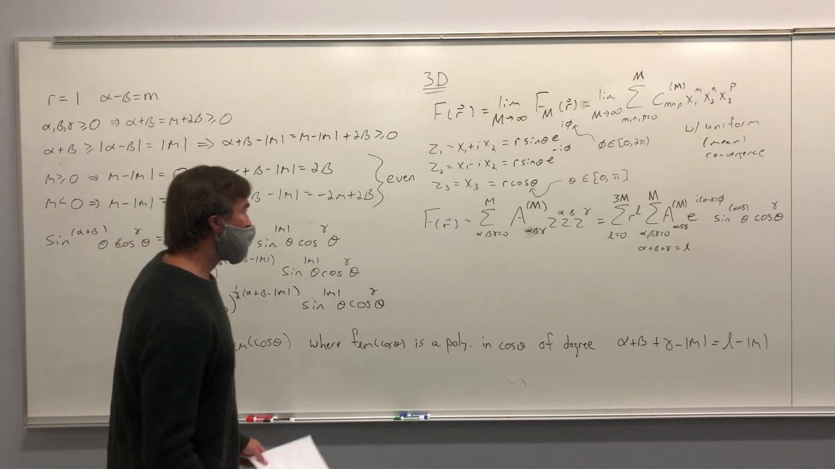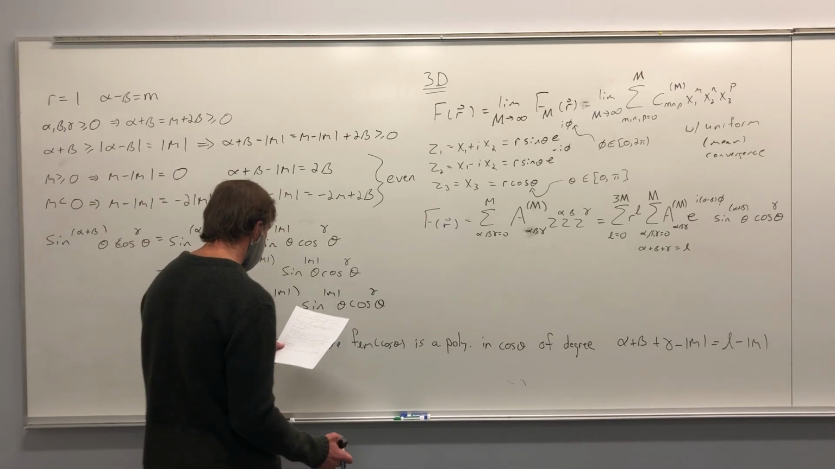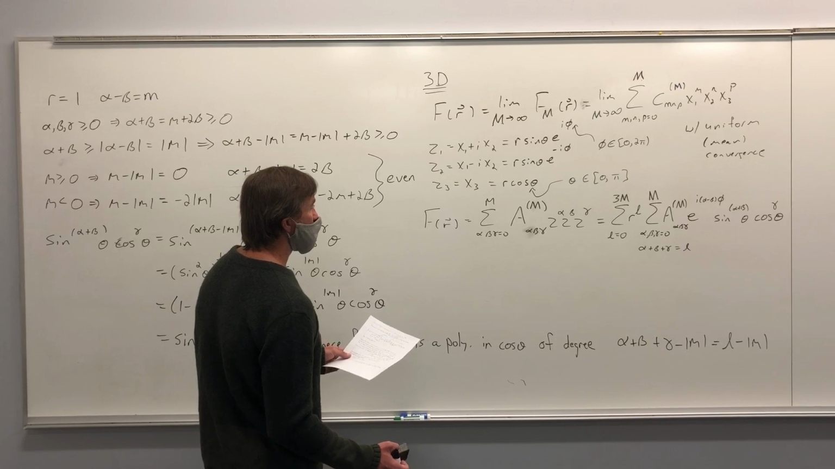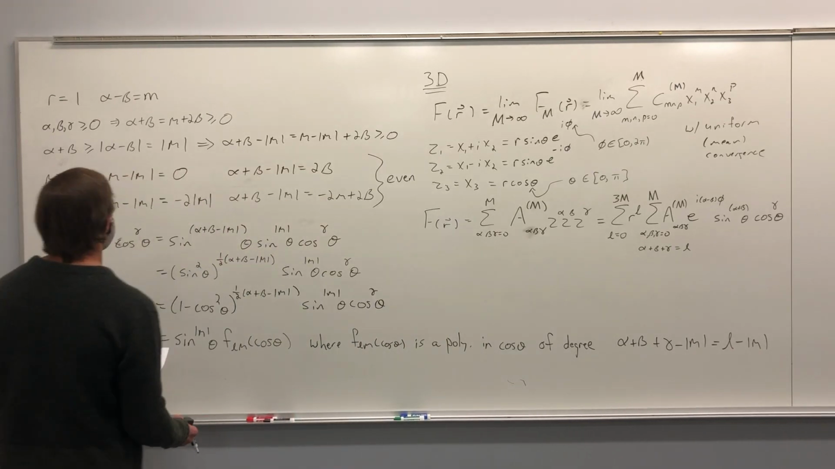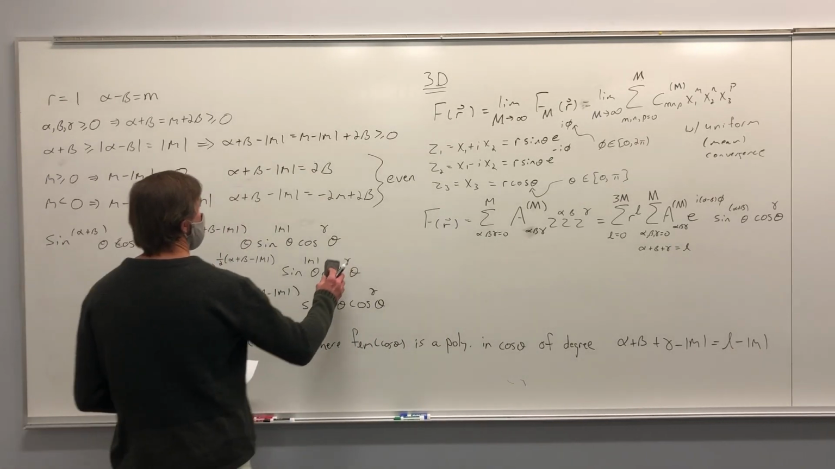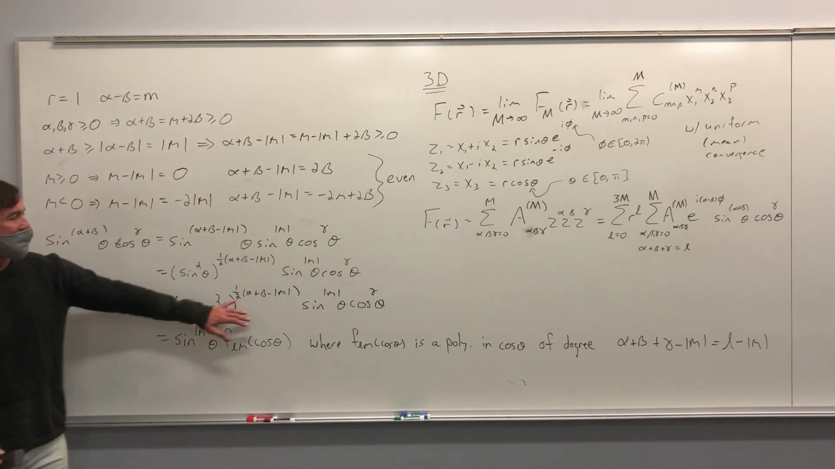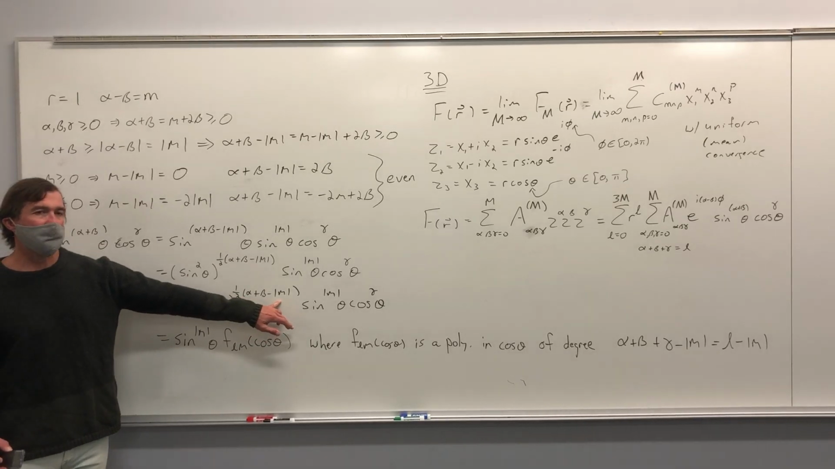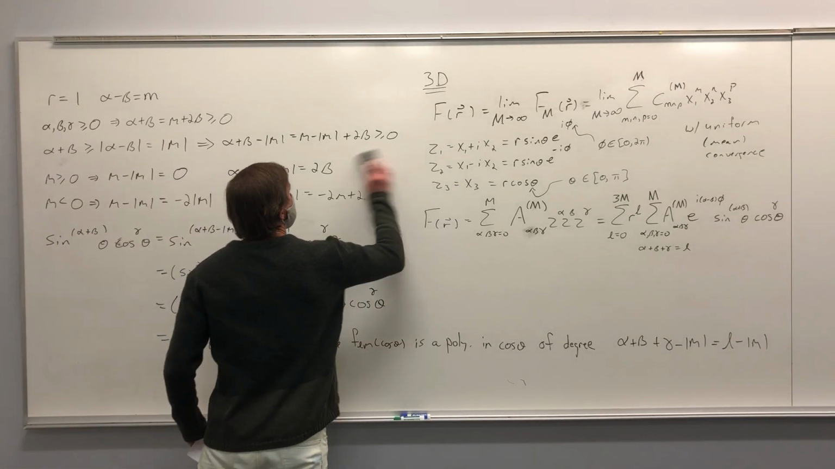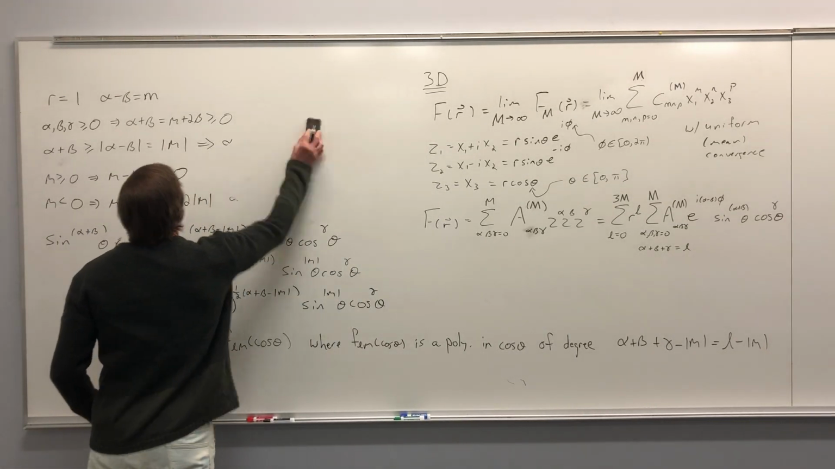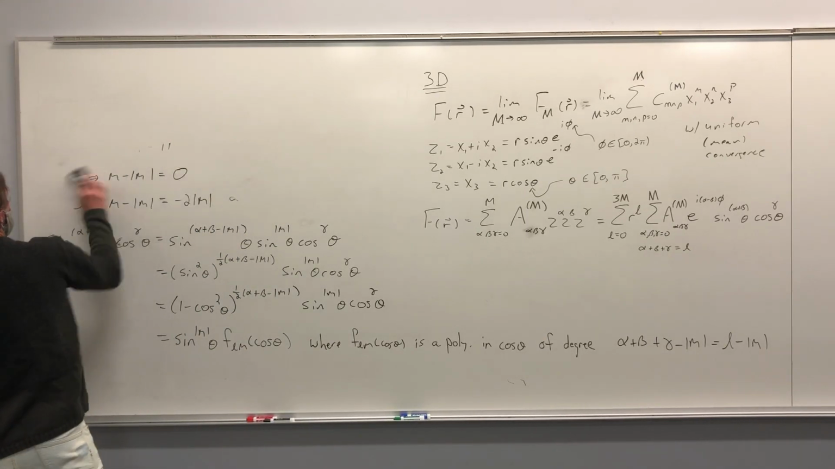All right, now, let me see what I can erase. I can get rid of most of this. So this is, of course, why alpha plus beta minus m being even was important. Okay? We'll get rid of all this garbage.